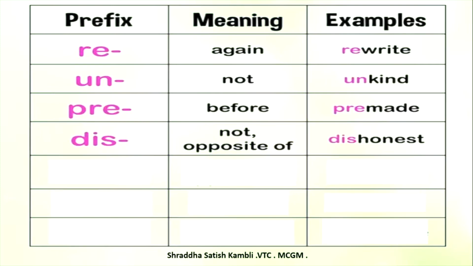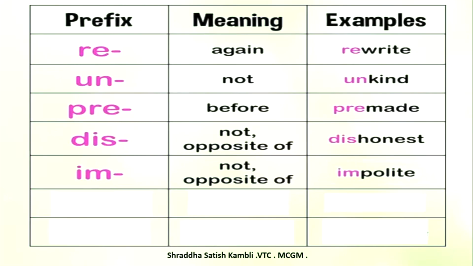He's not honest, so he is dishonest. Okay? Then the next one, im. What does the prefix im mean? Again, it means not, or opposite of. The easiest example for im that we always say is impossible.